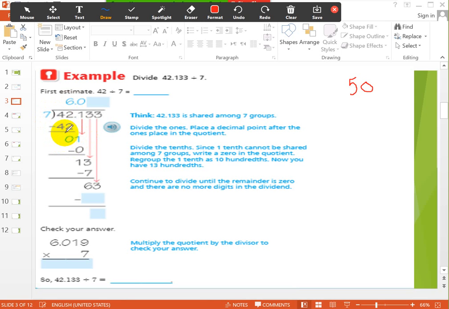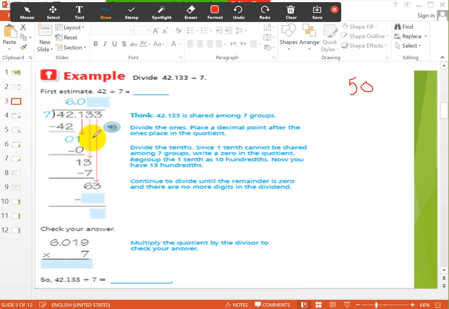Okay? Please, I want you to focus with me. This step is very important. So look, after that, I have the decimal point. What do I have to do? I have to put the decimal point in the quotient above the decimal point in the dividend, in this digit.